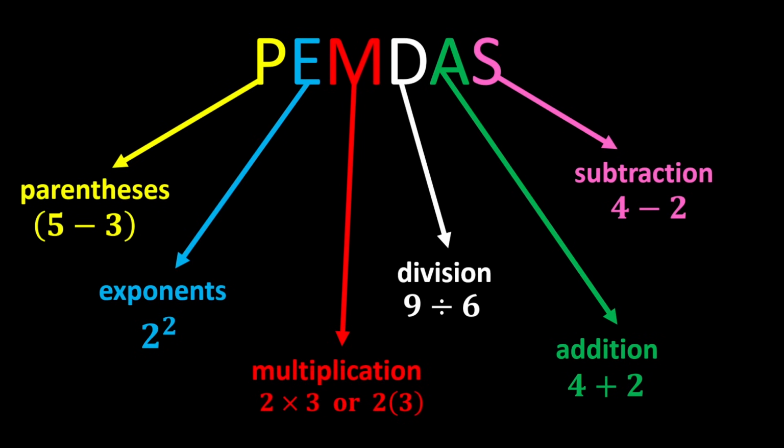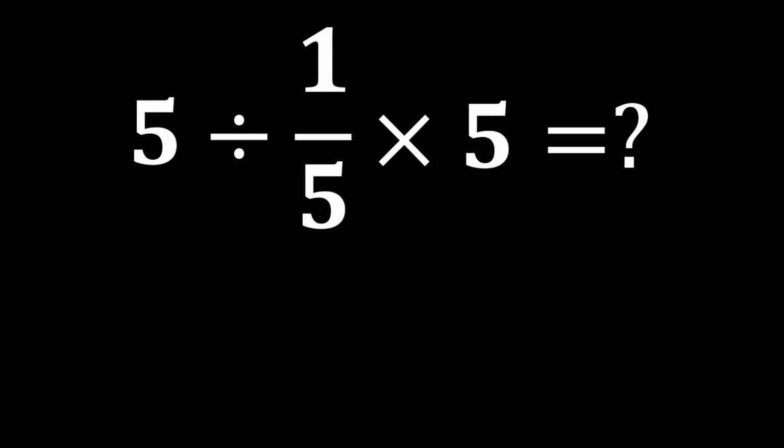With these explanations, let's solve the question at the beginning of the video according to PEMDAS. In this problem, we have both multiplication and division, and since multiplication and division have the same priority, when solving these types of problems, we move from left to right. Whichever operation we encounter first, we perform that one first.